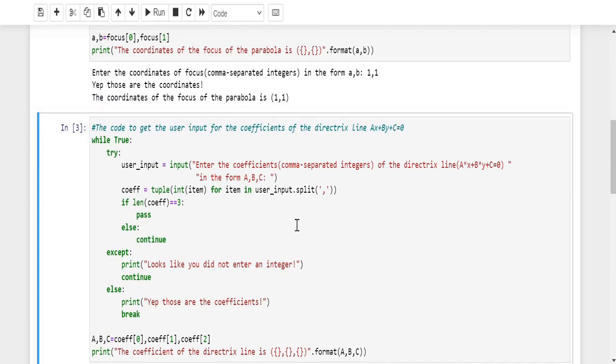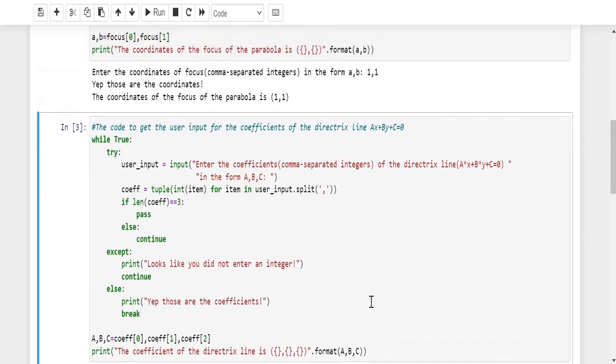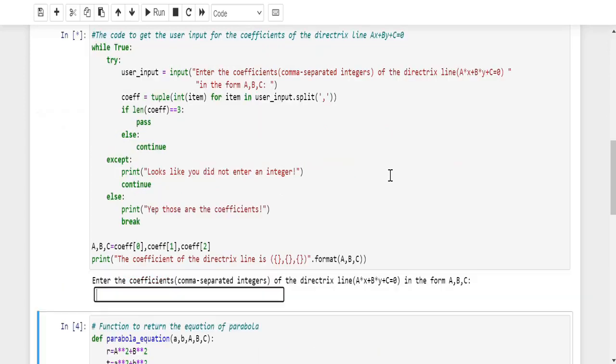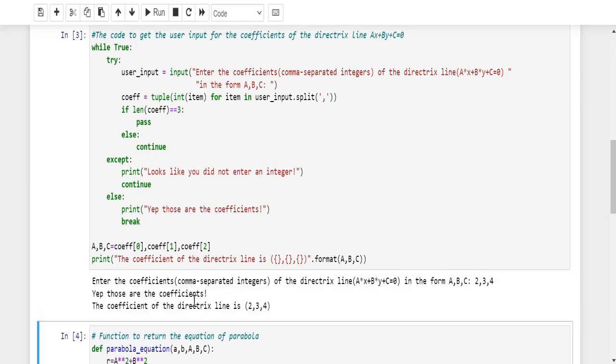Now in the next cell, I'll ask the user to give the coefficients of the directrix line, and the equation of the line is considered to be ax plus by plus c. So the user will have to give the coefficient values, that is a, b and c. I'll execute this cell also. Let's consider the coefficients to be a equal to 2, b equal to 3 and c equal to 4. So the coefficients of the directrix line are 2, 3 and 4. That means the equation will be 2x plus 3y plus 4 equal to 0.